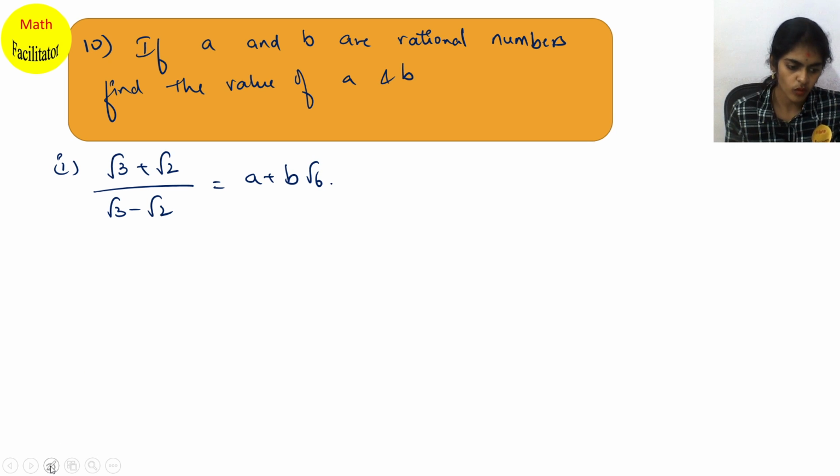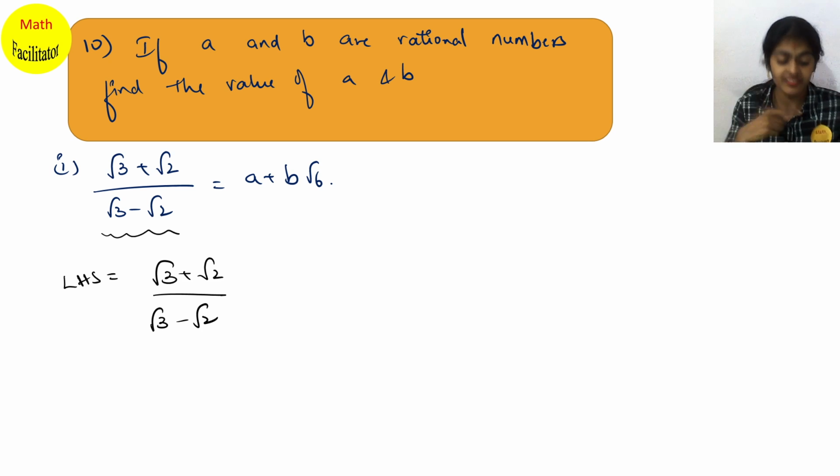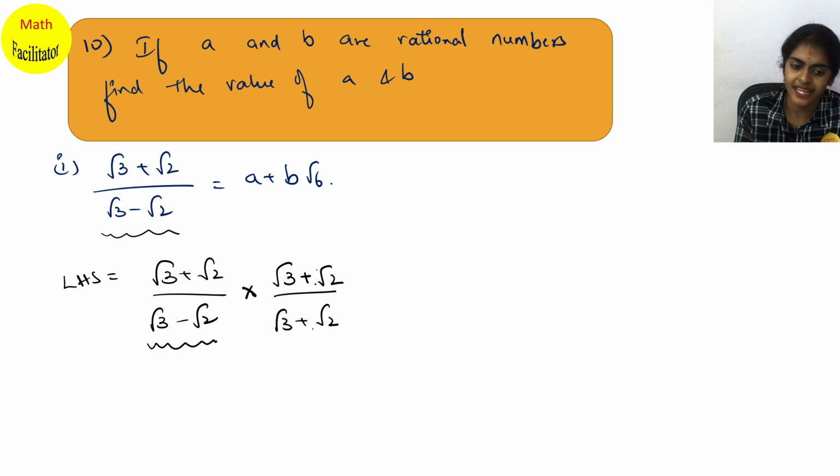This is given. So what should you do? You will just take this LHS first. LHS is equal to root 3 plus root 2 divided by root 3 minus root 2. We have learned in the previous questions, question number 4, 5, how to rationalize the denominator. What did I tell you there? I told you to multiply and divide by the conjugate of the denominator. Conjugate is nothing but, here if you have root 3 minus root 2, you will multiply and divide by root 3 plus root 2. Do you remember the previous problems? If not, then please watch the previous video.